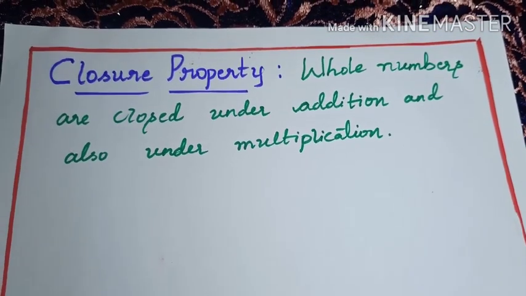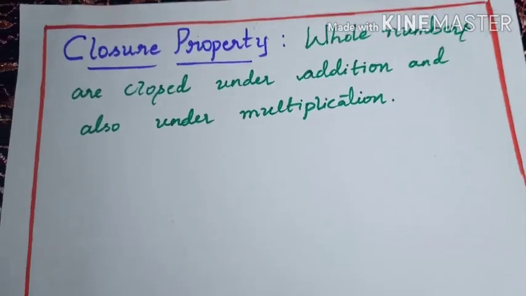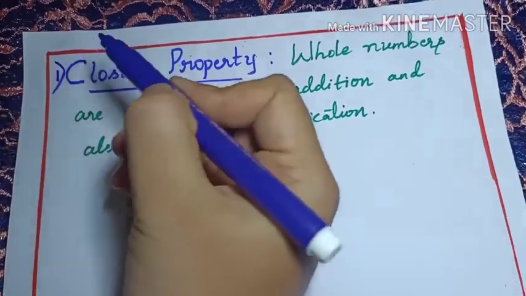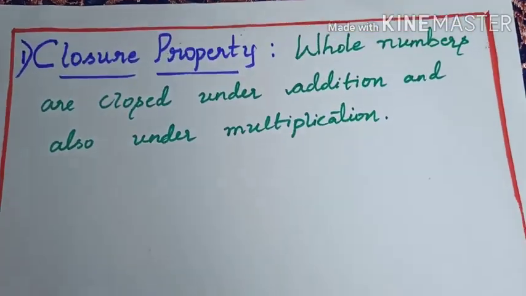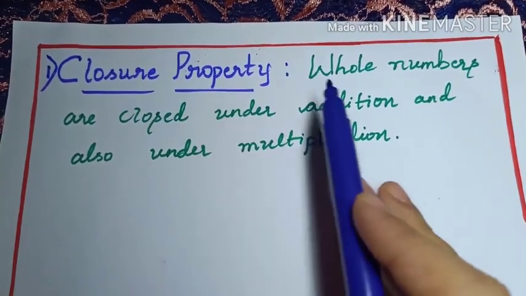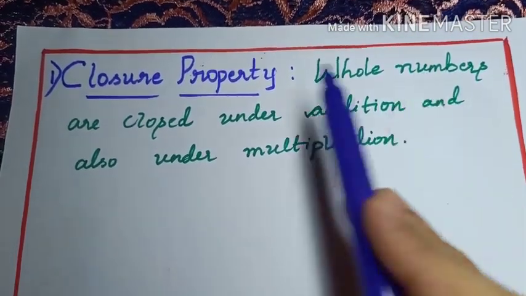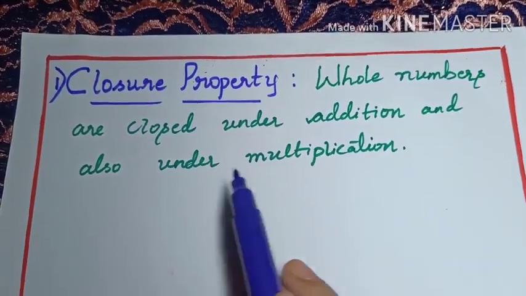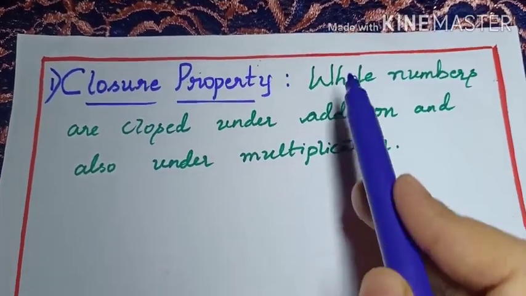So the first property is closure property. First property of whole numbers is closure property. See what this property says. Whole numbers are closed under addition and also under multiplication.